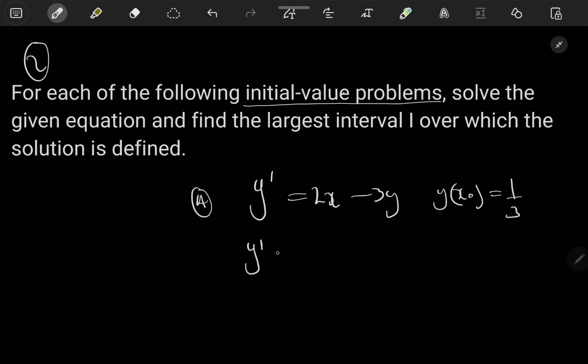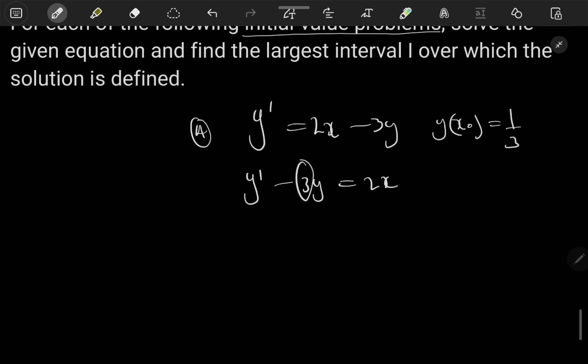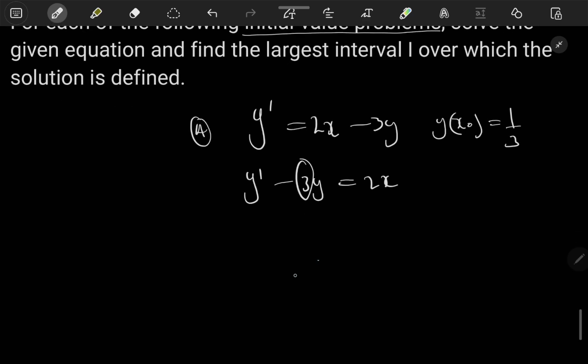I think it looks like this, and now the y is supposed to be the one coming this side, and then equals 2x. That's our standard form. From here we can notice that this is our p of x. So to find mu, the integrating factor, it's going to be e to the integral of 3 dx, and that will yield e to the 3x. That's going to be our mu.